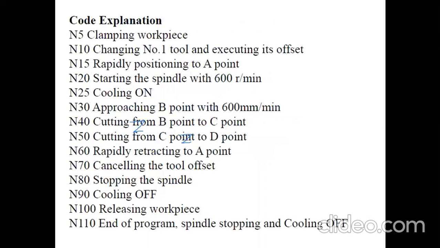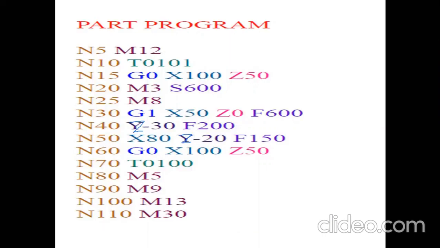M13, releasing of a workpiece. As we mentioned, M12 is clamping of a workpiece into the spindle. So M13 is exactly the opposite miscellaneous function of M12, releasing of your workpiece.